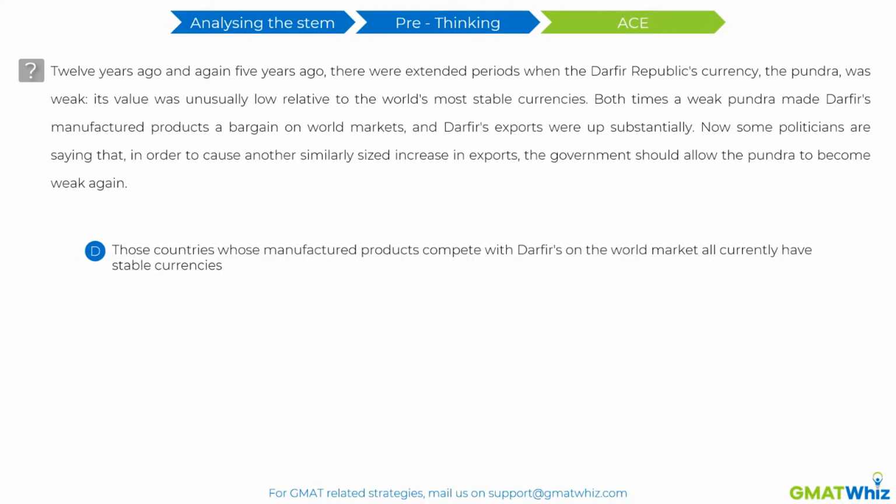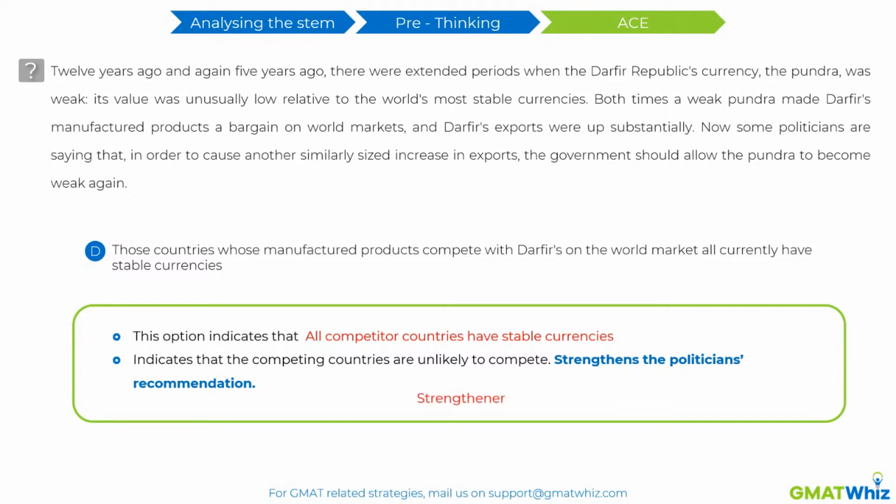D. Those countries whose manufactured products compete with Darfur all currently have stable currencies. Now, this means that if Darfur's currency is made weak, then definitely the products of the other competitor countries will actually become more expensive. So this actually strengthens the politician's recommendation. It says that currently the competitors have stable currencies. So if we weaken the Pundra, then Pundra's products will again become a bargain on the world market. And therefore, we can reap the benefits. So this is more like a strengthener.